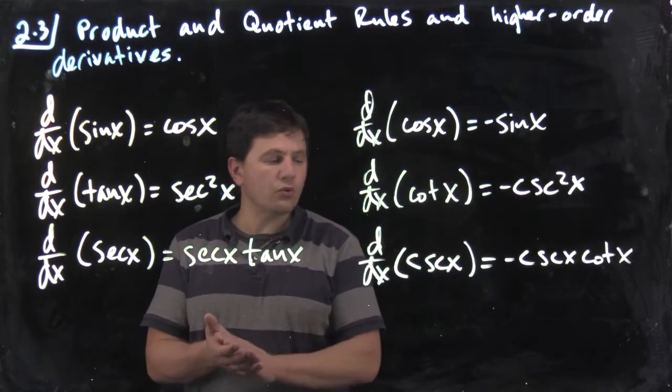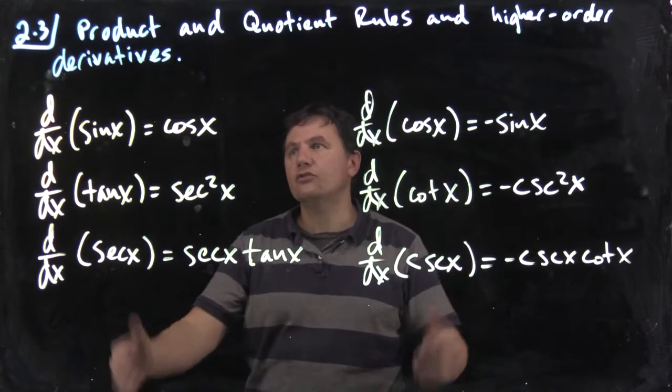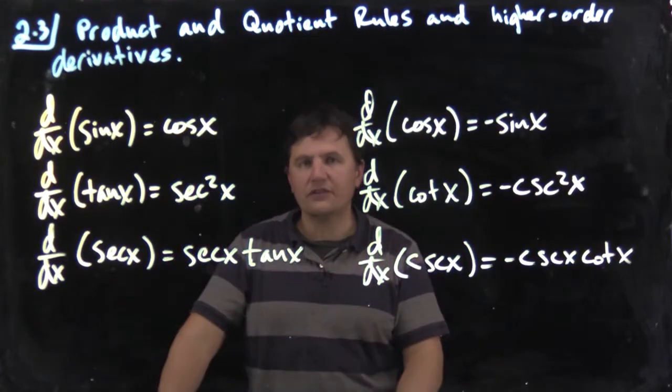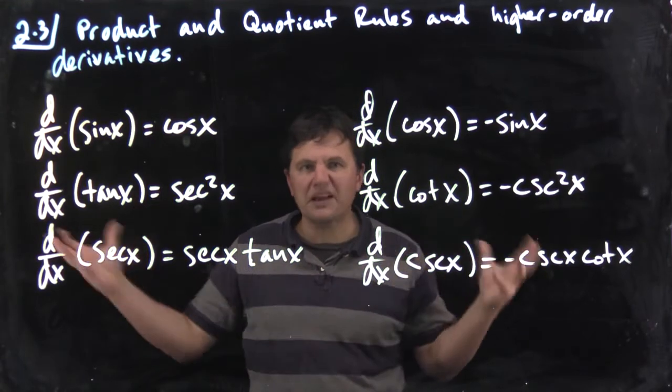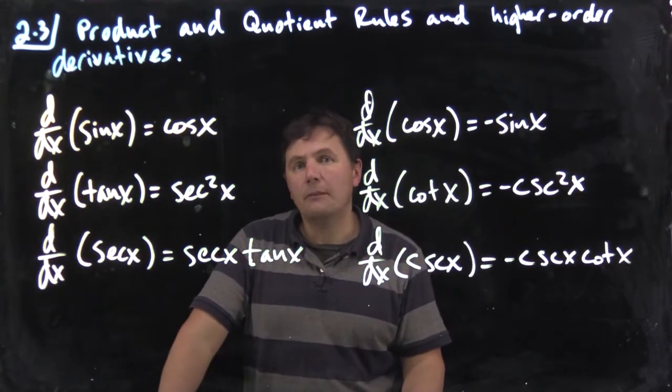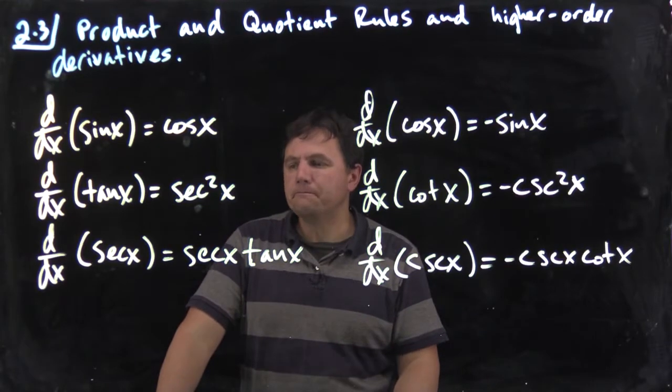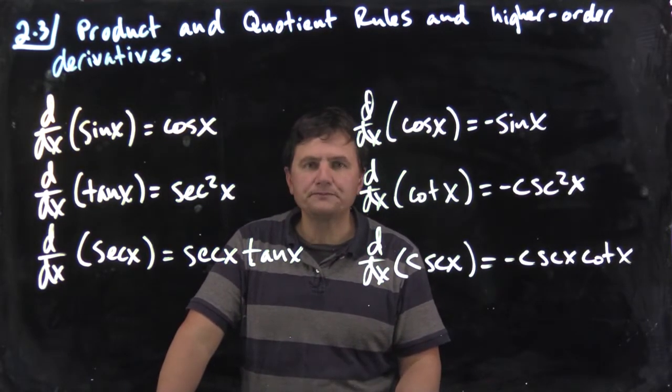So you have product rule, you have quotient rule, and you have these 6 derivatives. Hopefully you have those all organized in your notes. What I'm going to do now is a bunch of these derivatives where I'm just mixing everything in together, all of this at once, and we'll go from there.